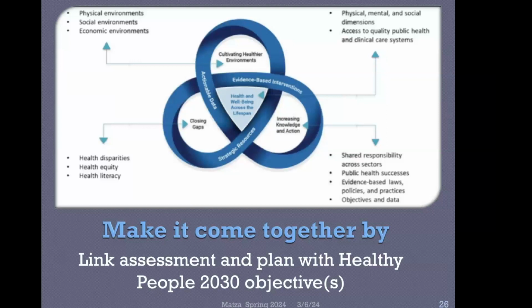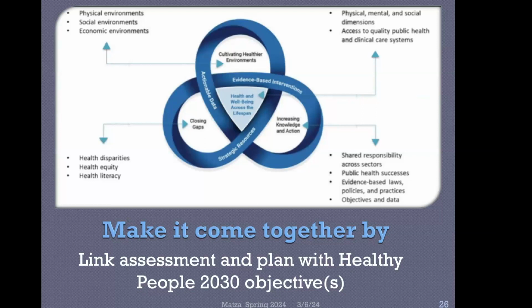Okay, finally, making it come together. You will link your assessment and plan with Healthy People 2030. That means, how do these align? You will look at the Healthy People 2030 objectives, and you will align your plan with the Healthy People 2030 objectives, and your plan itself will be in alignment with your assessment findings.